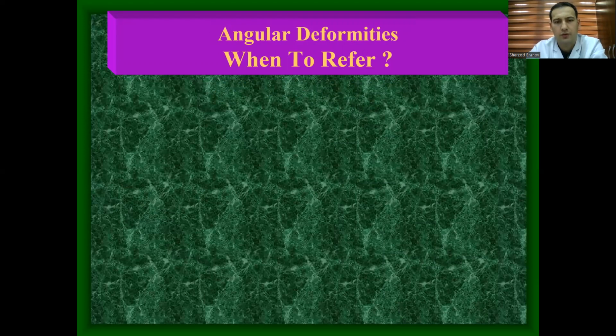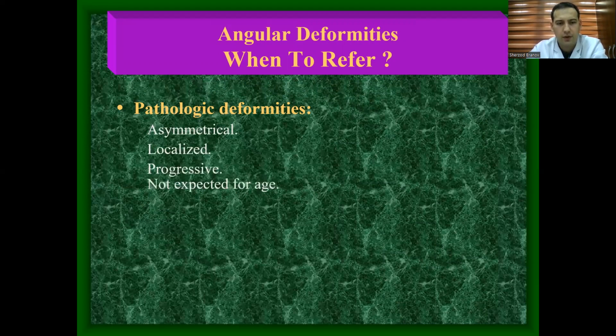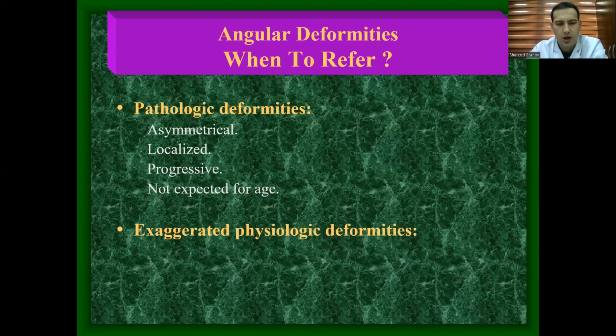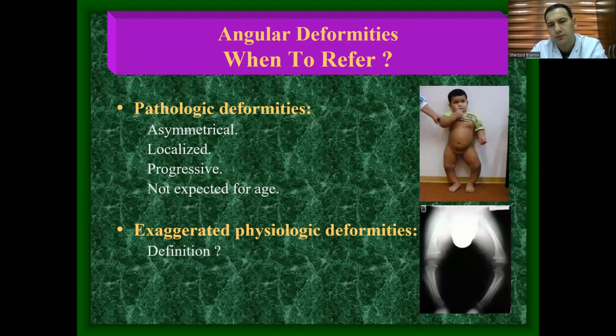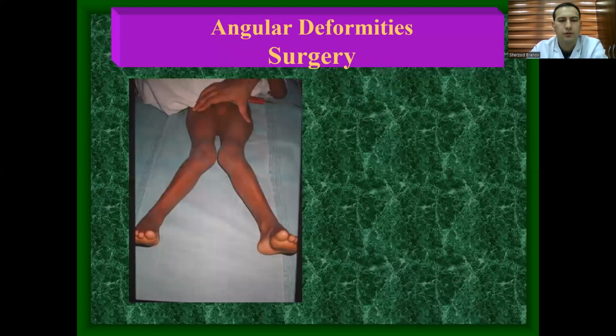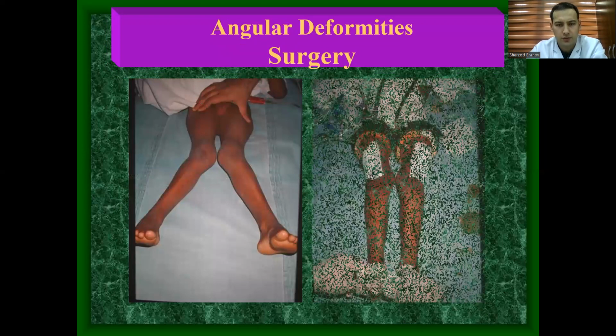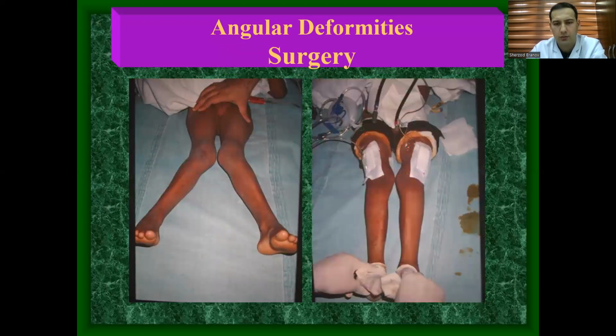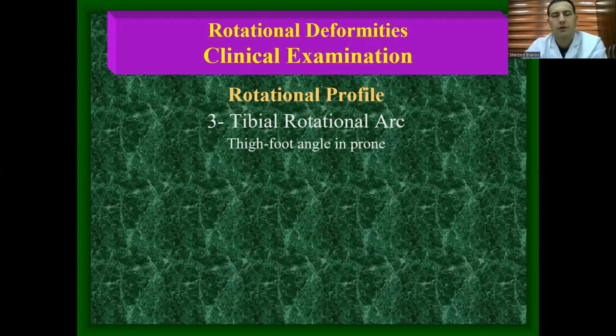Angular deformities, when to refer: pathologic deformities, asymmetrical, localized, progressive, not expected for age, exaggerated physiological deformities. Definition. First one is a baby sitting up, second one is an X-ray. Angular deformity surgery: first one is before surgery, second one is after surgery. Rotational deformities, clinical examination, rotational profile: tibial rotational arc, thigh-foot angle in prone.